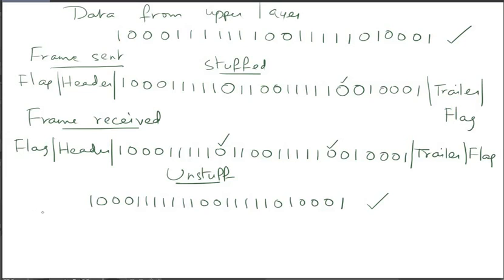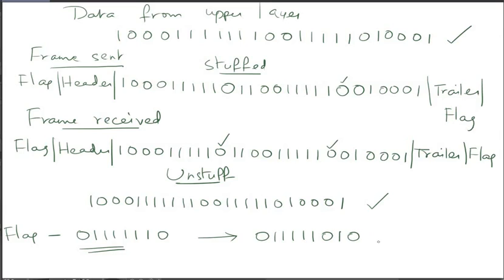Now, if a flag-like pattern appears in the data: in the flag we have seen that there is a 0, after the 0 there are 6 ones followed by a 0. So this is the flag pattern. If the flag-like pattern appears in the data, this will be converted to 0 followed by 5 ones. After the 5 ones, another 0 will be inserted. After this 0, again this 1 appears here. Then the final 0 also will be there.